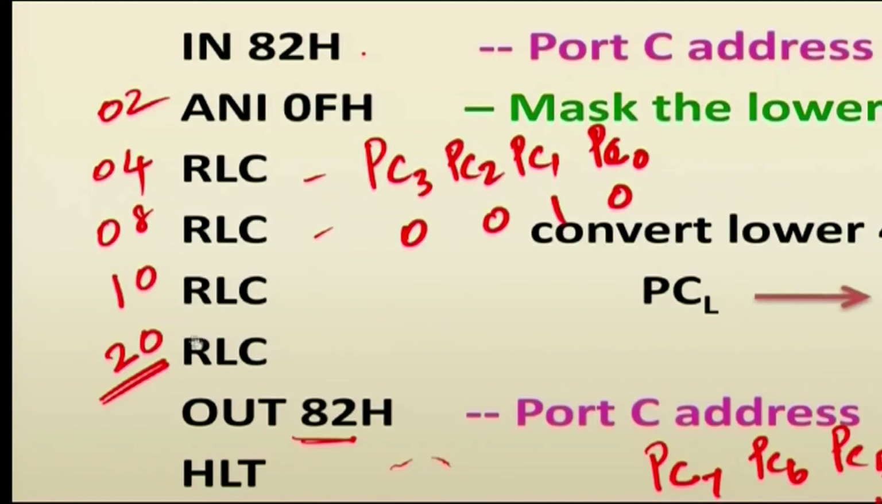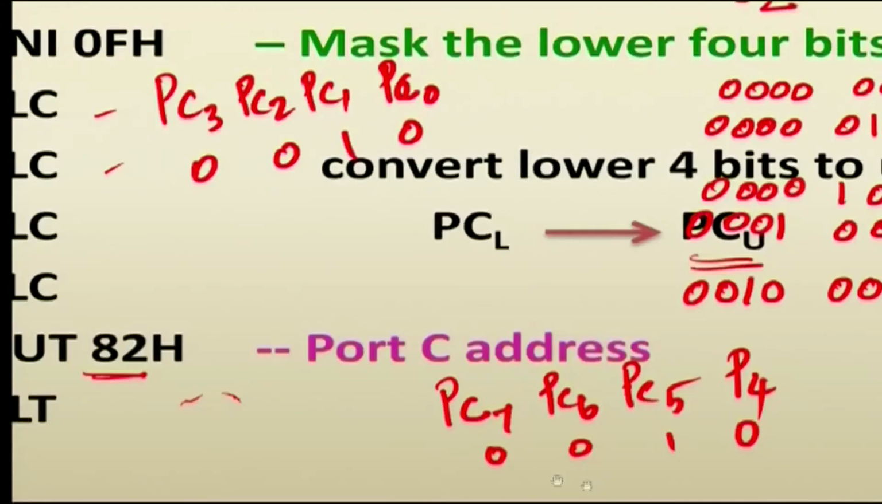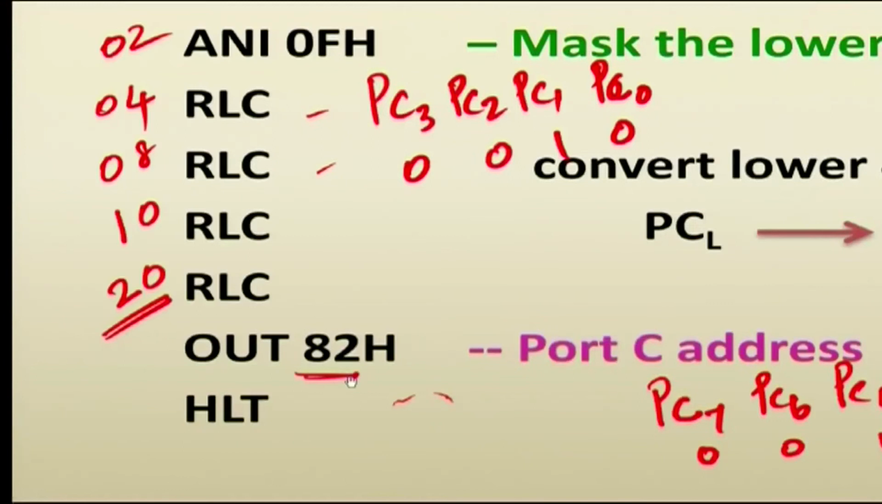After shifting 4 bits left, the value is now available on PC7 to PC4 as 0100. So, by using OUT 82, the accumulator value will be transferred to port C.